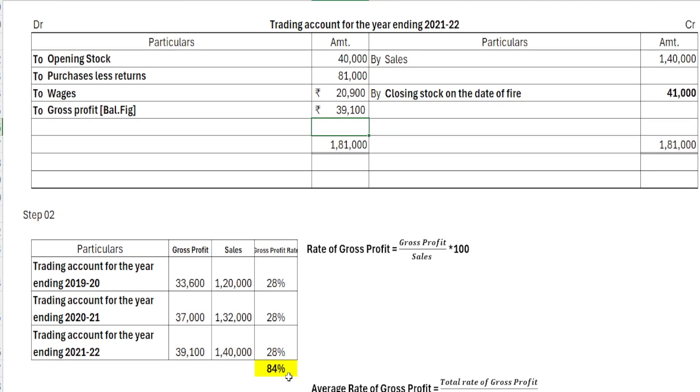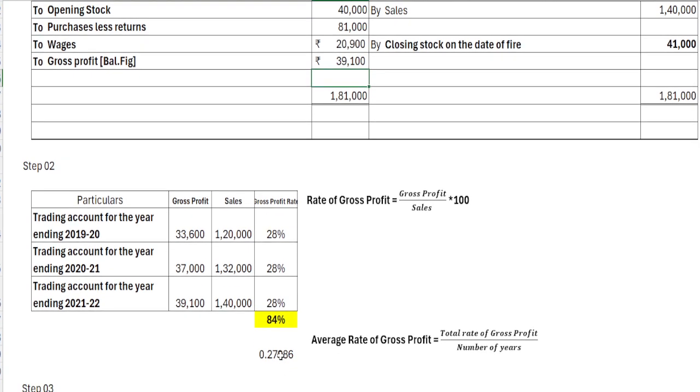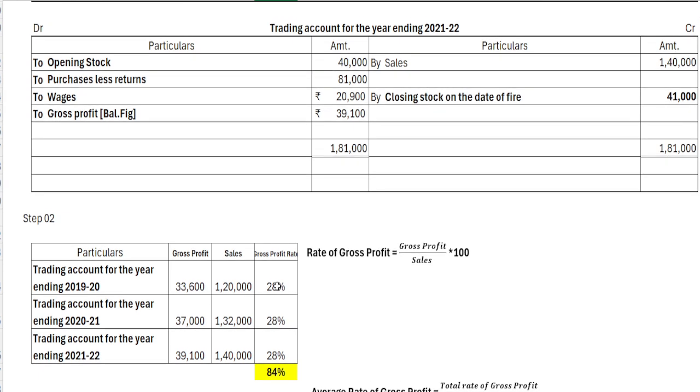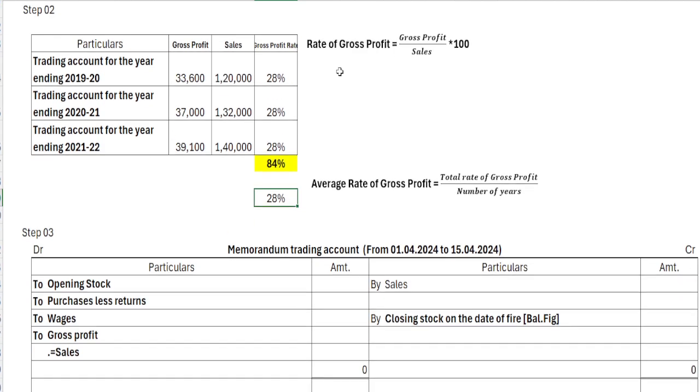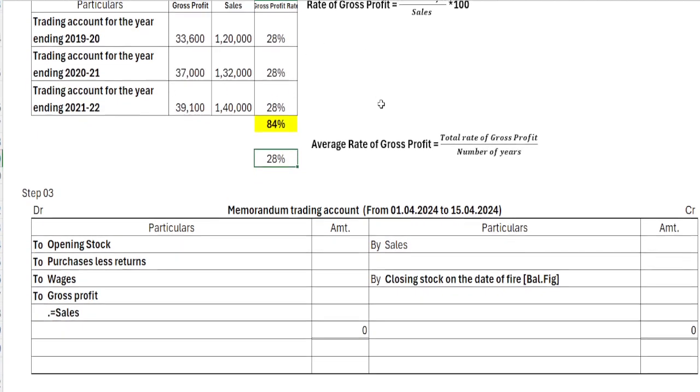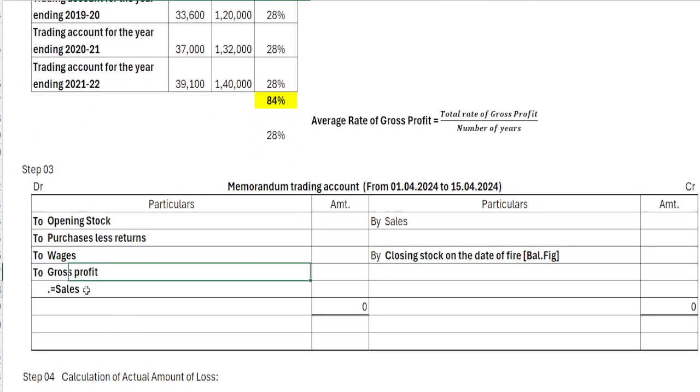Now we will calculate the average gross profit. How? Total is 84%. 84% divided by the number of years, 3. 84 divided by 3 is 28%. Then we'll consider this average percent for calculating gross profit for the memorandum trading account.